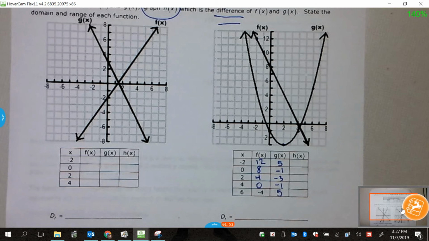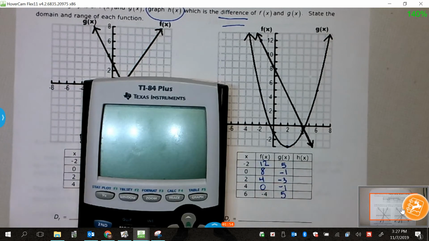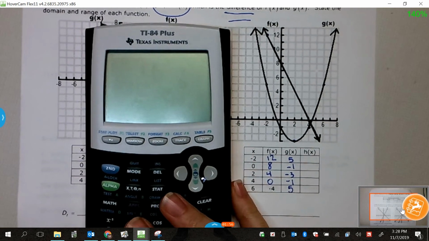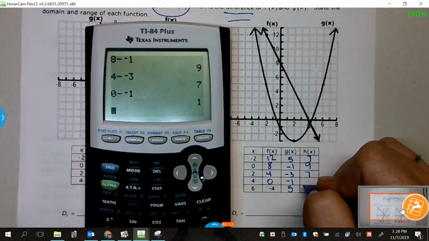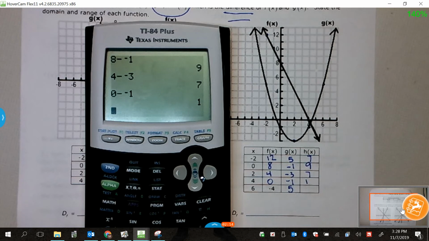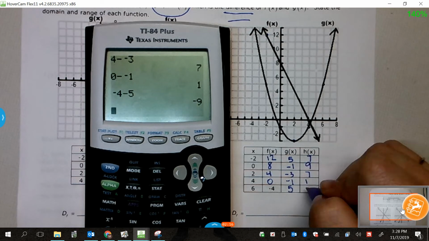Y'all use your calculator because some of y'all get stuck with subtracting, especially when there are negatives. So I'm going to do it in here. 12 minus 5 is 7. 8 minus -1 is 9. 4 minus -3 is 7. 0 minus -1 is 1. And -4 minus 5 is -9.